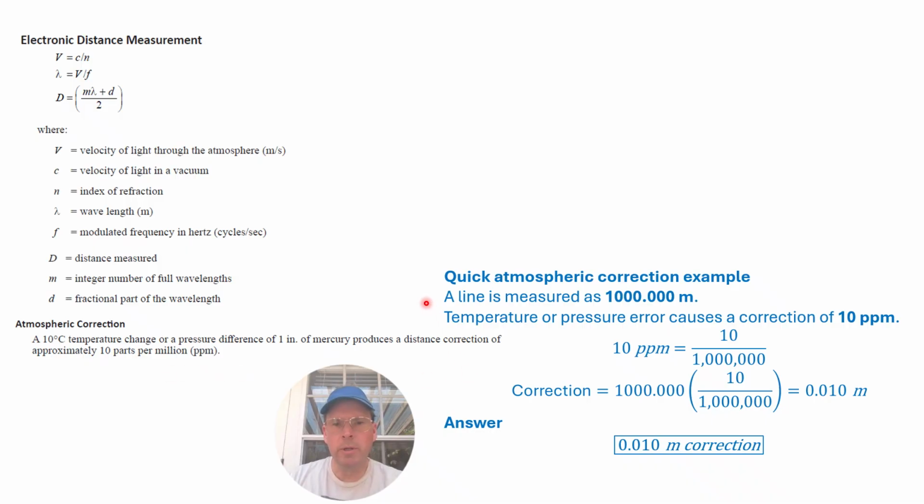Let's say you have a line measured as 1,000 meters. The temperature and pressure cause a correction of 10 ppm, let's say. So ppm, you basically set that equal to 10 over a million. It's like a ratio. So in your correction, you just multiply it by your measurement, and it's 0.01 meters. That's your correction for that distance measured in this case.